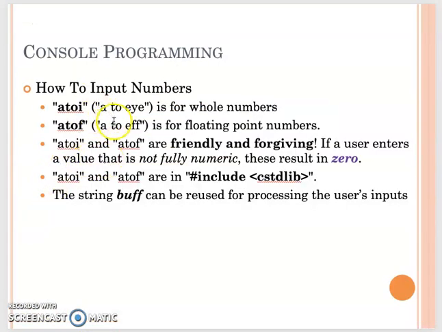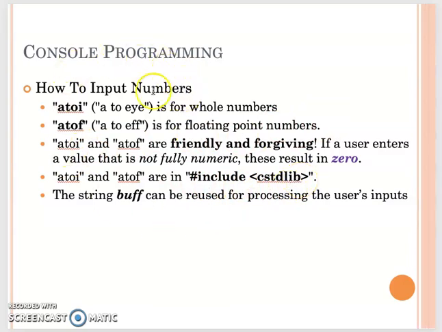So that's the console programming point I want you to pay attention to. You will see the difference in console programming. We want to use atoi to convert a C string to an integer, or atof to convert a C string to a floating point number. Both come from the cstdlib library.